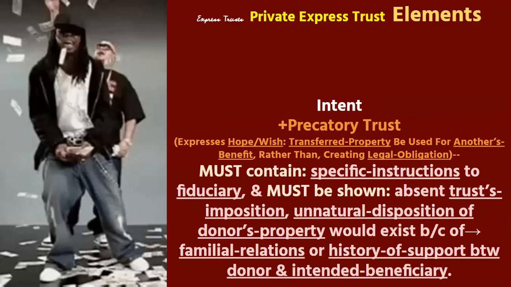Precatory trust. It expresses a hope or a wish that transferred property be used for another's benefit rather than creating a legal obligation. It must contain specific instructions to the fiduciary, and it must be shown that, absent trust imposition, an unnatural disposition of the donor's property would exist because of familial relations or a history of support between donor and intended beneficiary.